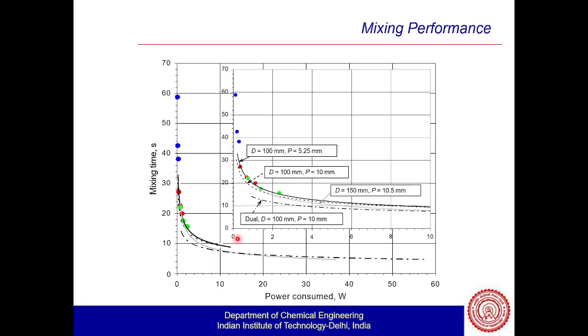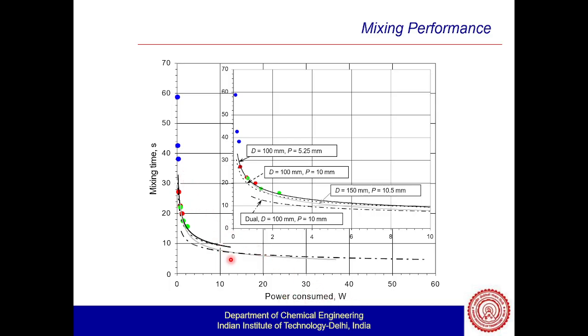So the time which is required by this mixing pattern itself to reach that equilibrium concentration is called the mixing time. That can be in terms of concentration, that can be in terms of temperature. So it depends upon it. So what are the variables you want to get the equilibrium value of? So this one, the y-axis is the mixing time and the x-axis is the power consumed.